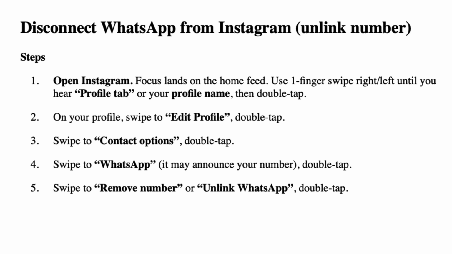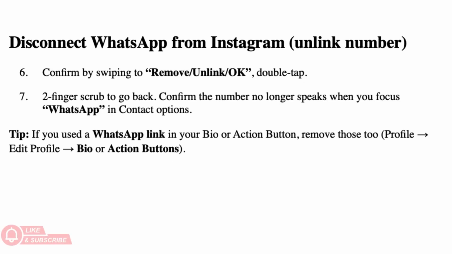On your profile, swipe to Edit Profile, double tap. Swipe to Contact options, double tap. Swipe to WhatsApp, it may announce your number, double tap. Swipe to Remove Number or Unlink WhatsApp, double tap. Confirm by swiping to Remove, Unlink, or OK, double tap.